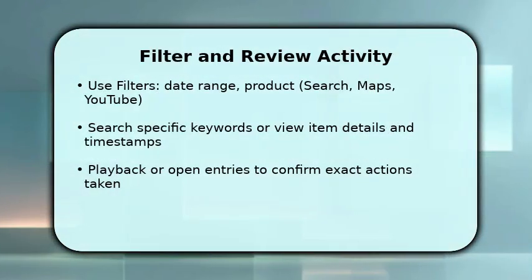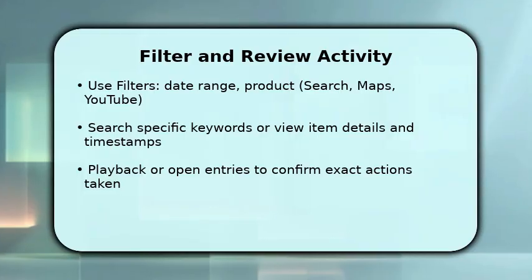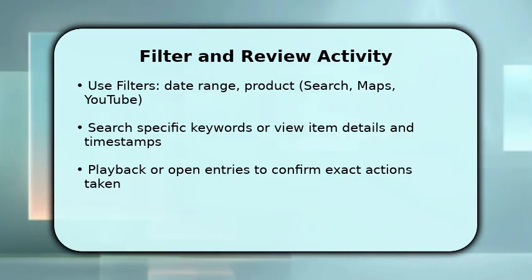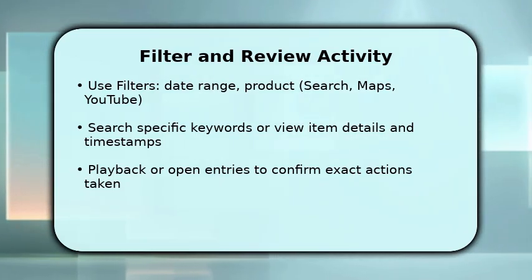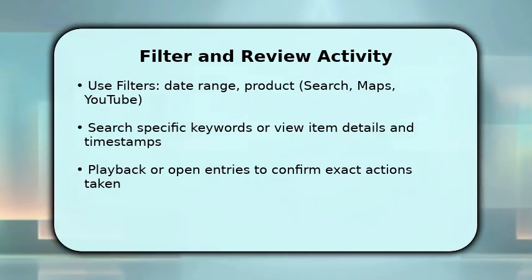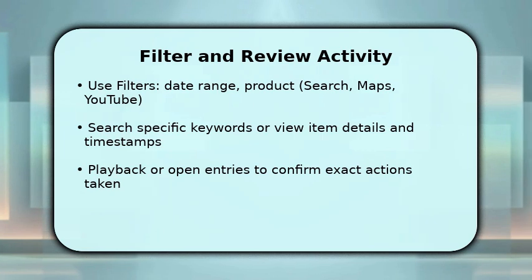Once you see the activity list, focus it by applying filters. Choose a date range or specific products like search, maps, or YouTube. You will find a search field to enter keywords that locate related events quickly. Click an entry to view details, timestamp, device, and sometimes a link to the exact action. This confirms when and how the activity occurred. If items repeat, use the provided context to understand patterns. This careful review tells you which entries to keep, delete, or investigate further.